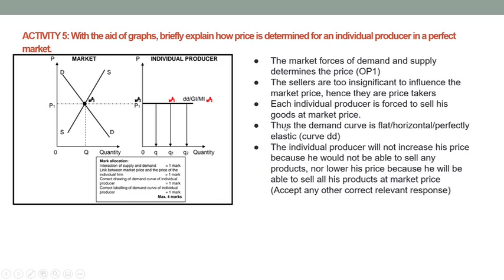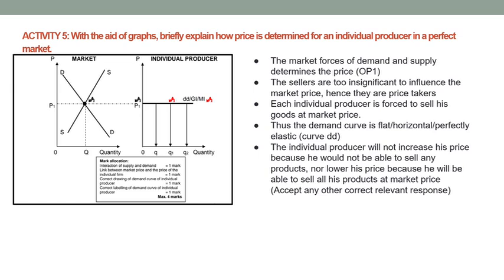It doesn't matter how you want to say this, right? So the individual producer will not increase his price. You don't have to say all of that even, okay? So what you need to understand is that for your 2 graphs, you're going to get a total of 4 marks, and you will be given 4 marks for your discussion. But please note, you do not have to use these words. You can say it in your own words.